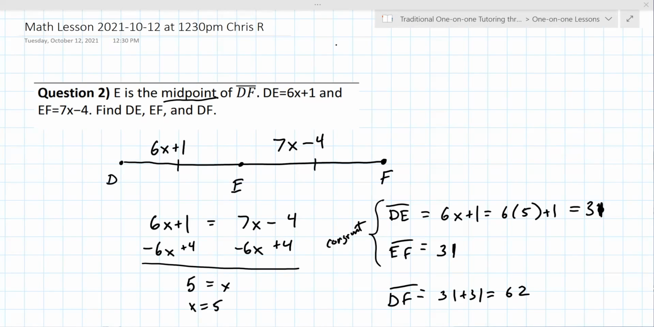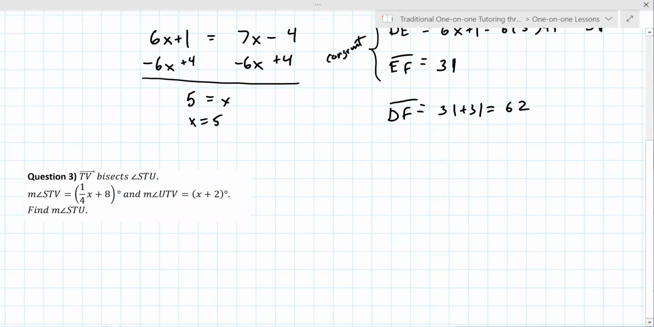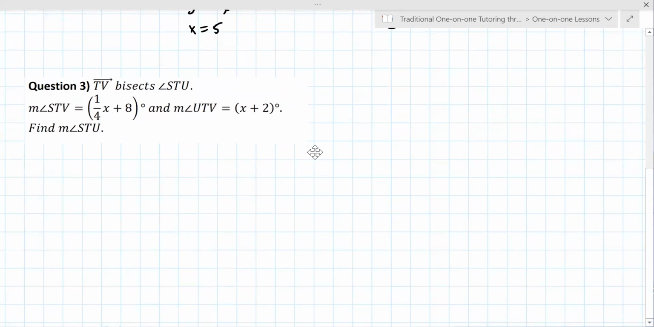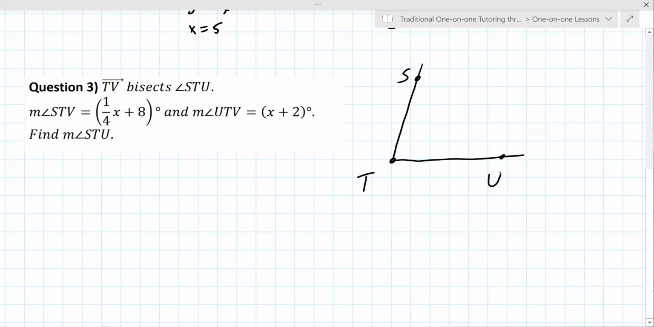All right, so the next question here, it says question 3. It's very similar to the previous one, actually. We're going to draw a picture, but it's almost the same. Ray TV bisects angle STU. So I'm going to just draw angle STU. So S to T to U, and then TV bisects it. It's a ray. And that means that this angle is congruent to this angle.